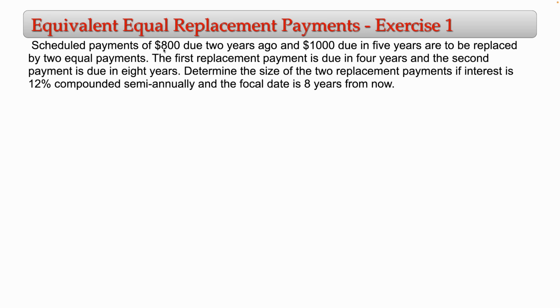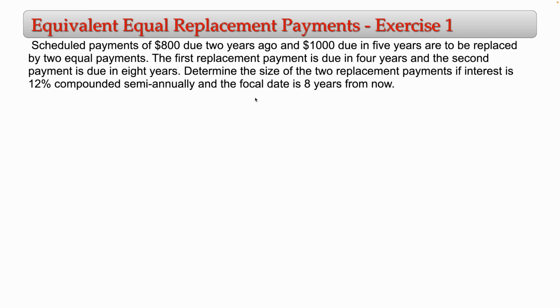Scheduled payments of 800 due 2 years ago and 1000 due in 5 years are to be replaced by two equal payments. So these two equal payments are going to replace these two payments. So they need to be equivalent to these two payments. The first replacement payment is due in 4 years and the second payment is due in 8 years. Determine the size of the two replacement payments if interest is 12% compounded semi-annually and the focal date is 8 years from now.